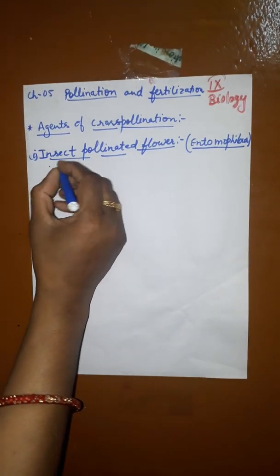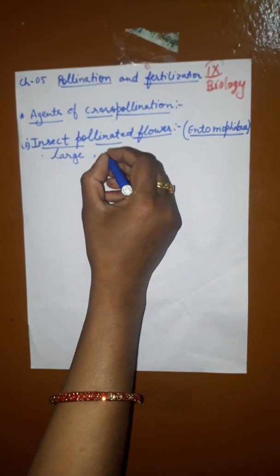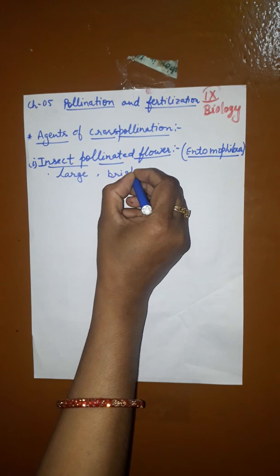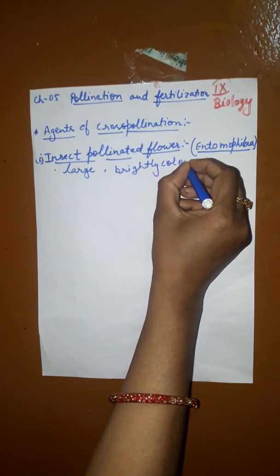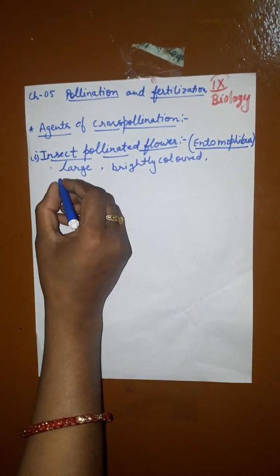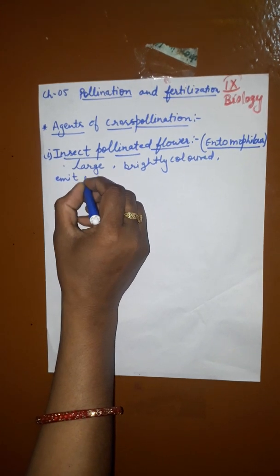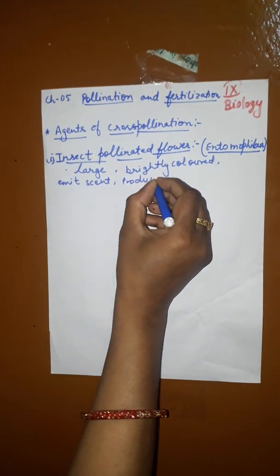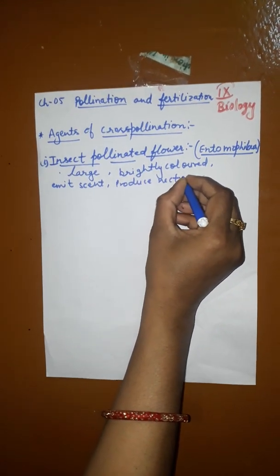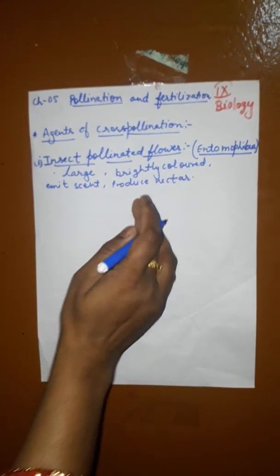First, large. Second, brightly colored to attract insects. Next, they emit scents and produce nectar, which is food for the insect. What is nectar? Nectar is a food for the insect.